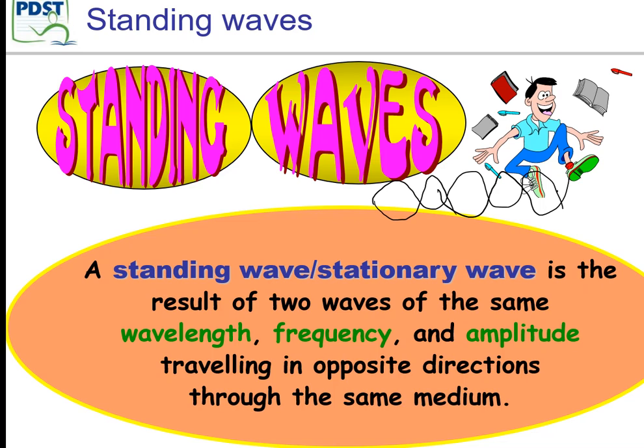So they are stationary waves because there are two waves that are going in opposite directions, but they have the same wavelength, the same frequency, the same amplitude. And because they are canceling the direction, they look like they are not moving. That's why we call them standing waves.